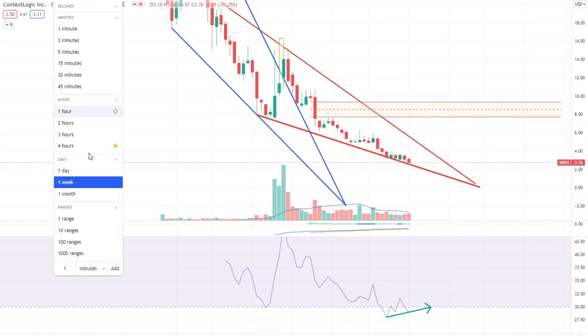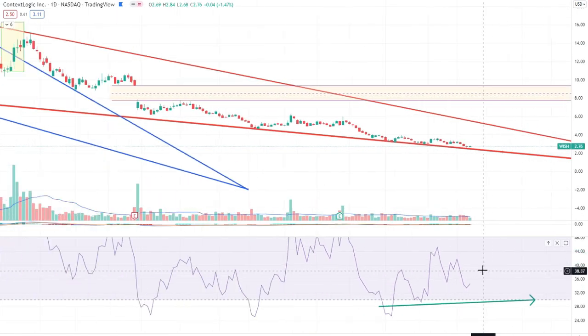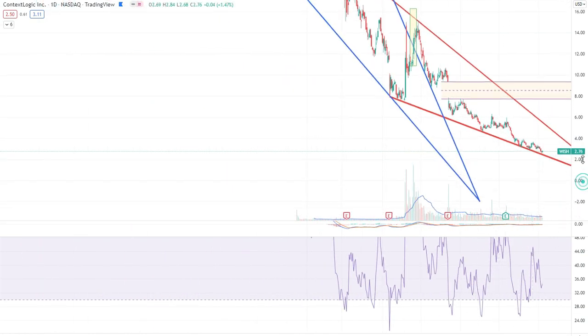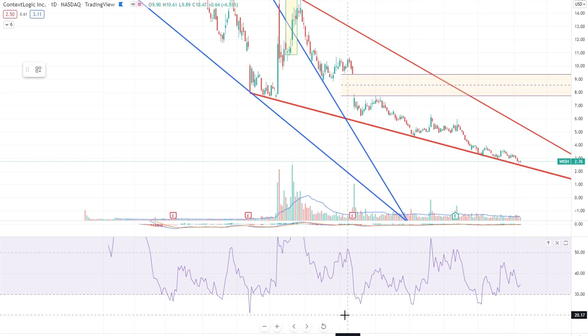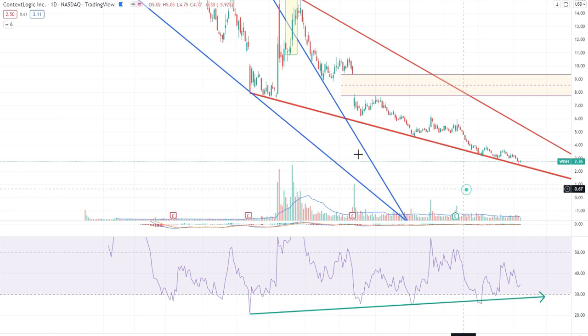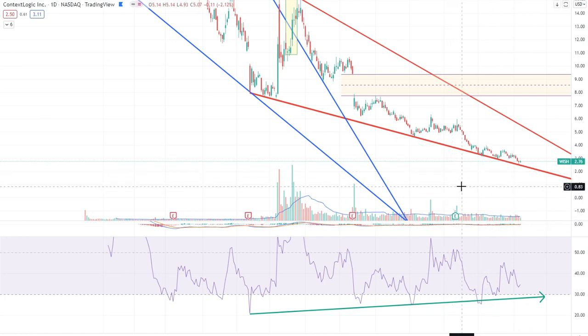Now let's go to the daily chart. If we go to the daily chart, we can see even better the divergence with the RSI. So we have higher lows here and we have lower lows in the price action. So this is another sign that we are probably going to see the sellers' power, the sellers' strength, fade out soon.